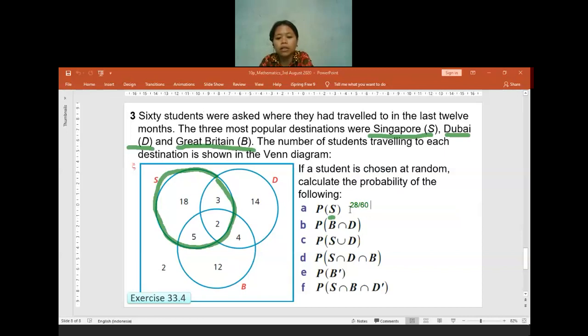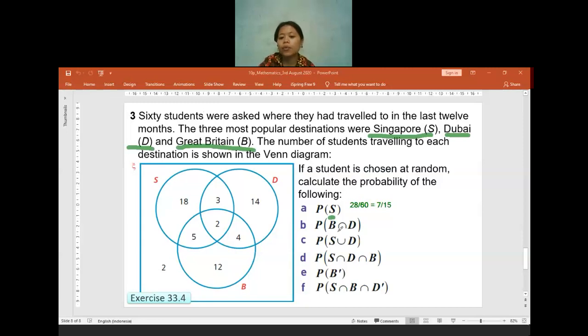Can we simplify this? We can divide everything by 4 and it becomes 7 out of 15. Is it, or did I make a wrong calculation maybe? No? Okay. If no one has a question, I will continue to question B. Probability of B intersection D. How many are there when it is B intersection D? 6. Is there anyone who is confused about getting 6?